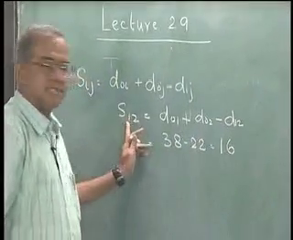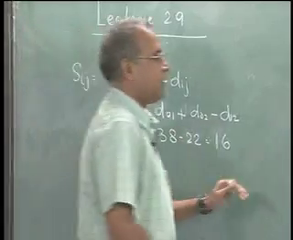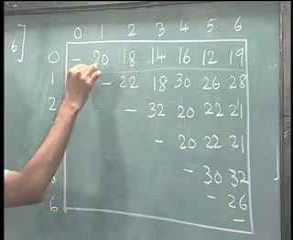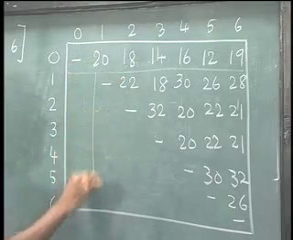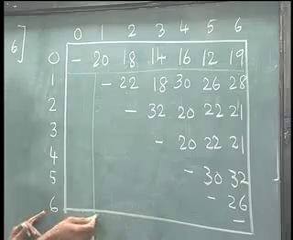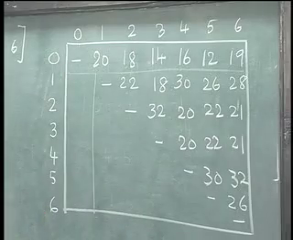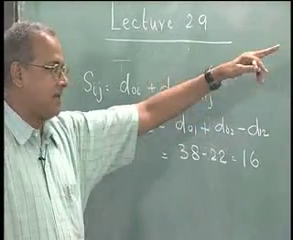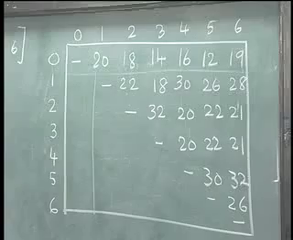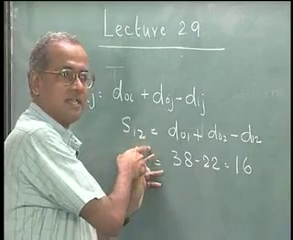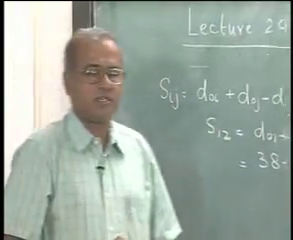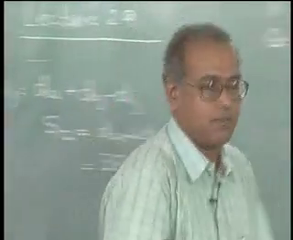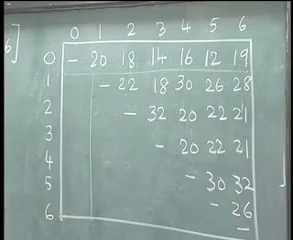So, every Sij can be calculated because we know the d0i as well as d0j from here, and we also know that the dij can be obtained from this. So, we can calculate all the Sij's. Since the depot is denoted by 0 and there are 6 cities, we have 6C2, which is 15 values of Sij. These 15 values are computed and they are shown here.